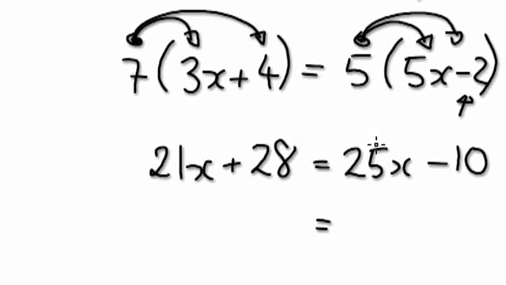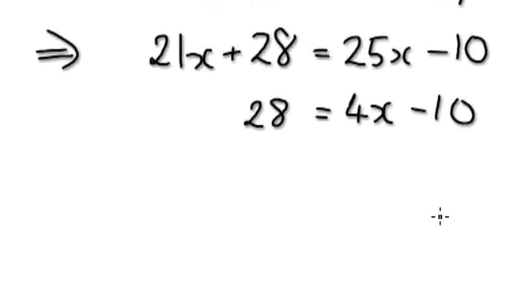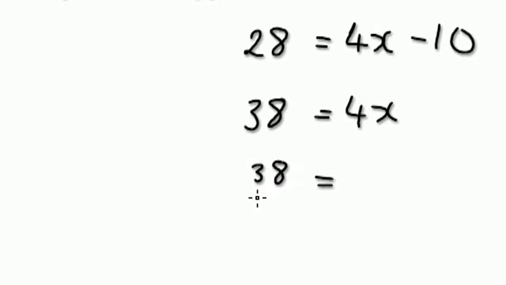Now we've got 21 bags on the left hand side and 25 bags on the right hand side. Don't take away 25 bags, just take away 21 bags from both sides. Inside your mind, take away 21 bags from each side. On this side you have 28, and this side will be 4x minus 10. Now we need to kill off the 10 on the right hand side, so inside your mind, add 10 to both sides. It will be 38 equals 4x. Now divide both sides by 4, so 38 divided by 4 equals x.